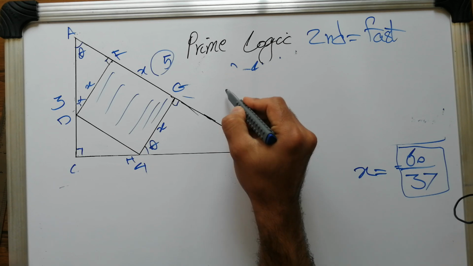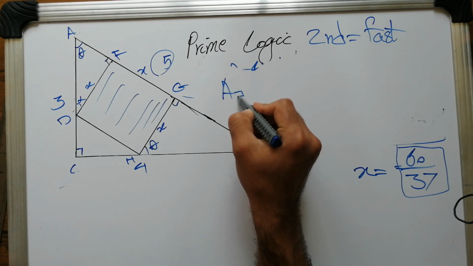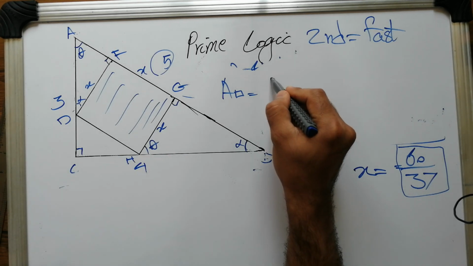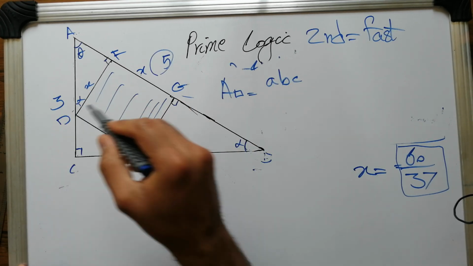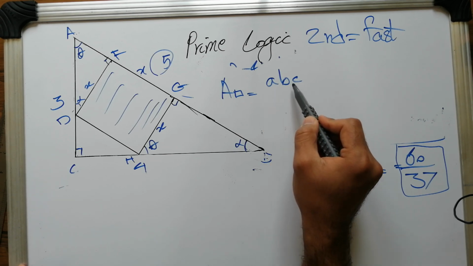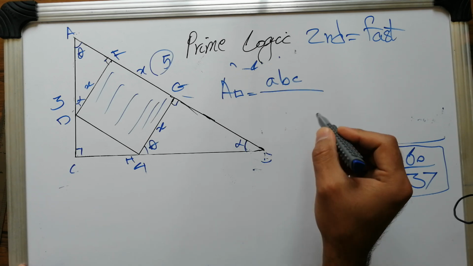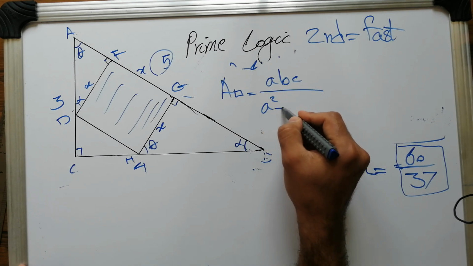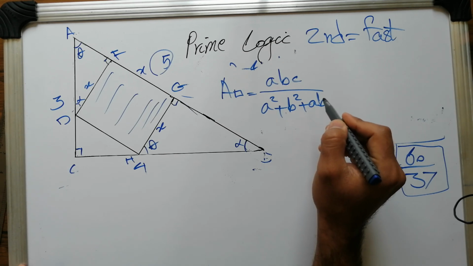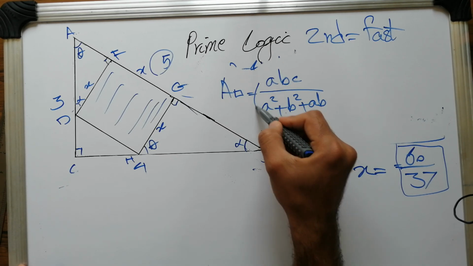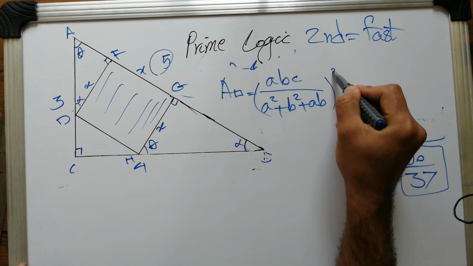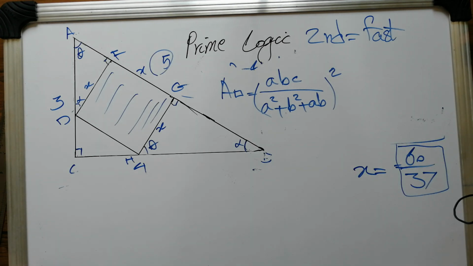So whenever you see something like this, the area of this square inside a right angle triangle in this specific setup equals A, B, C, which are the side lengths of this right angle triangle. So A is, for example, the height, B is the base, and C is the hypotenuse, over A squared plus B squared plus AB. So there is no hypotenuse in the denominator here. And this is just the side length of this square. In order to find the area, obviously, we need to raise it to the power of 2.